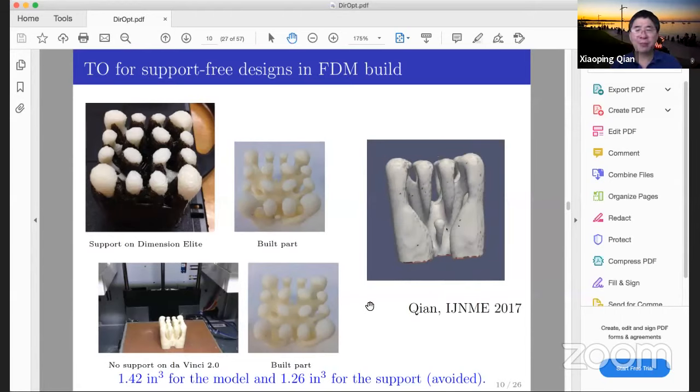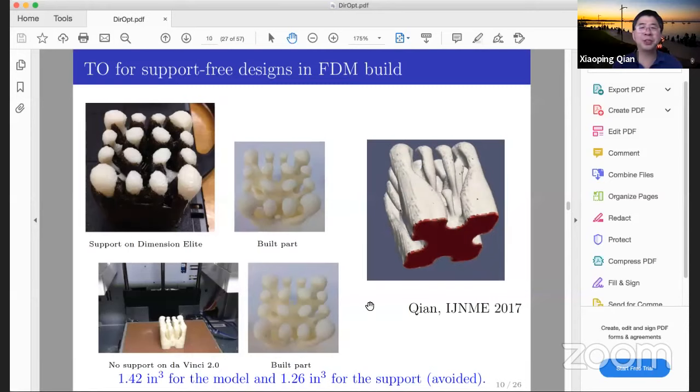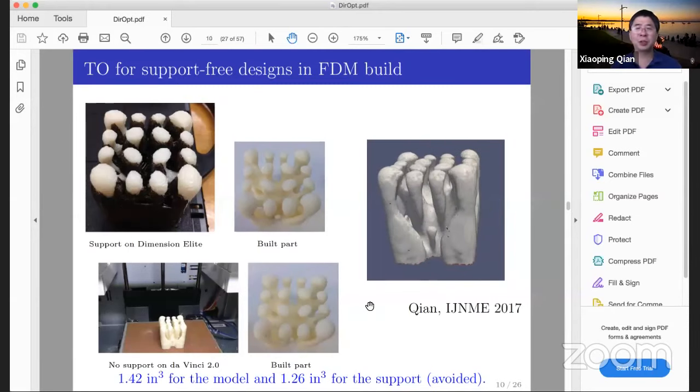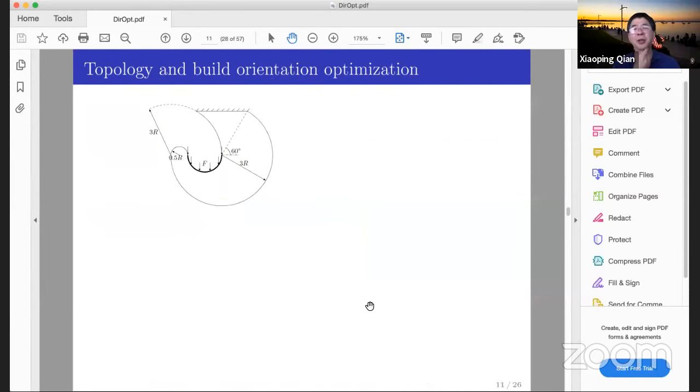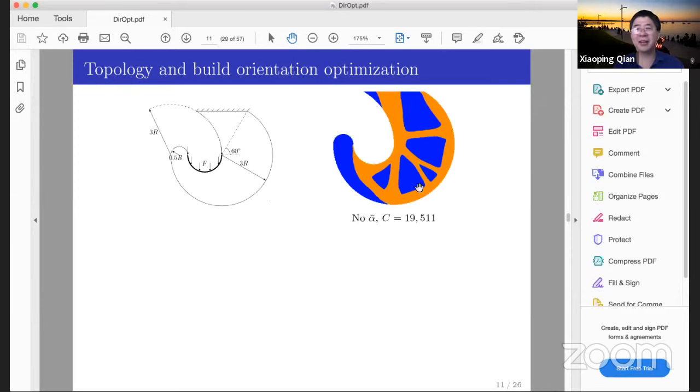What we have presented to you so far is a build orientation based on PUP, where differentiability with respect to density is explored. Now let's look at build orientation. Here's the example my student came up with. If I have a 2D hook, this side is fixed, and this is a loading here. If you just apply TO, this is the design you have.